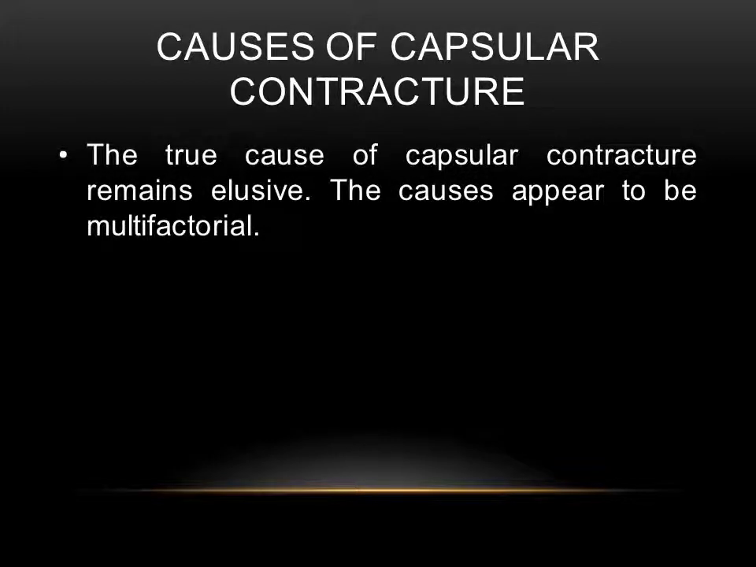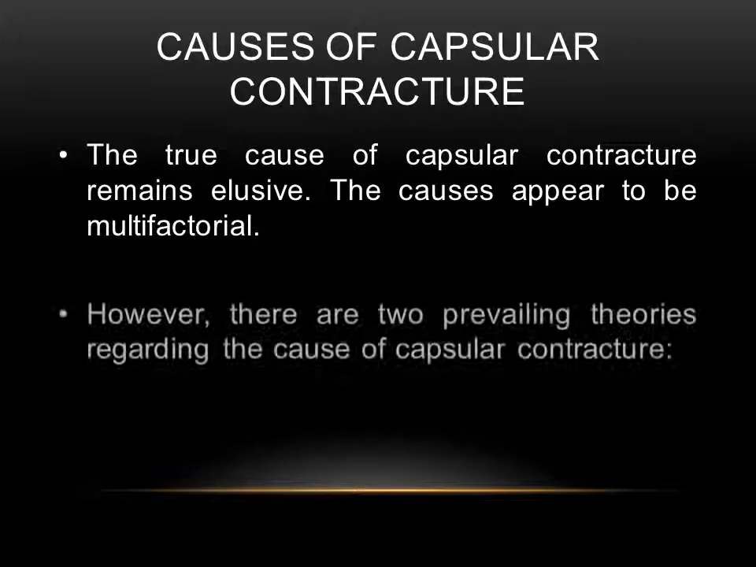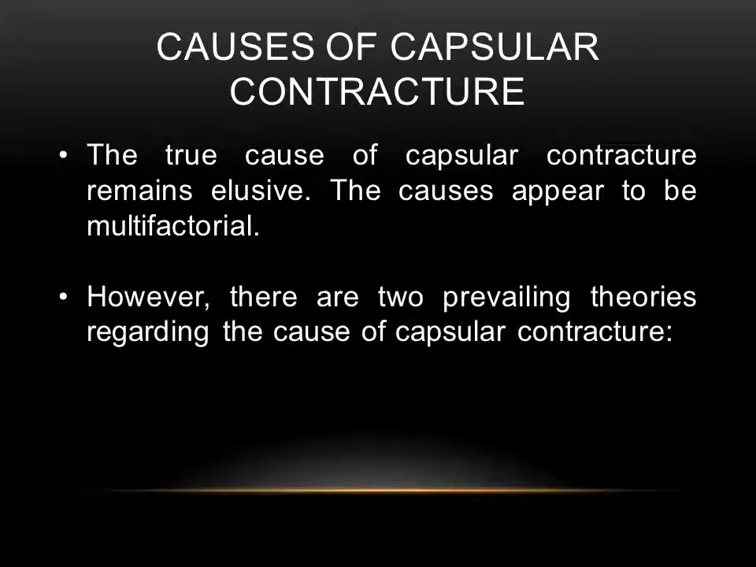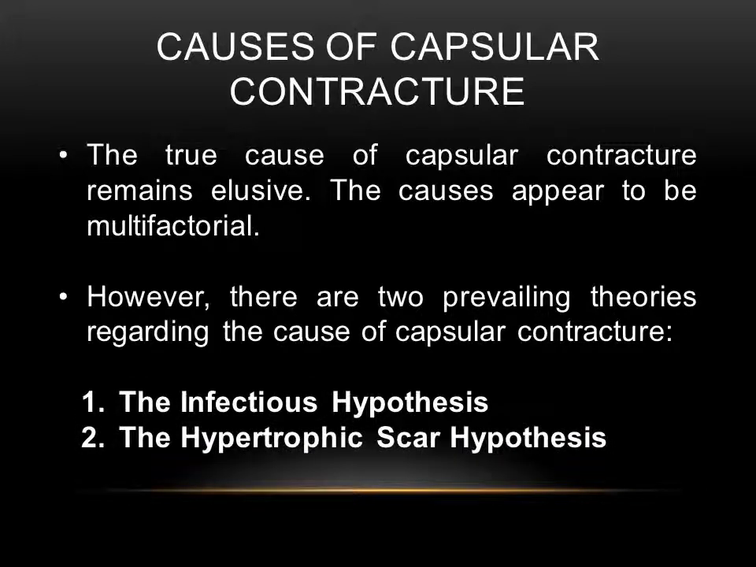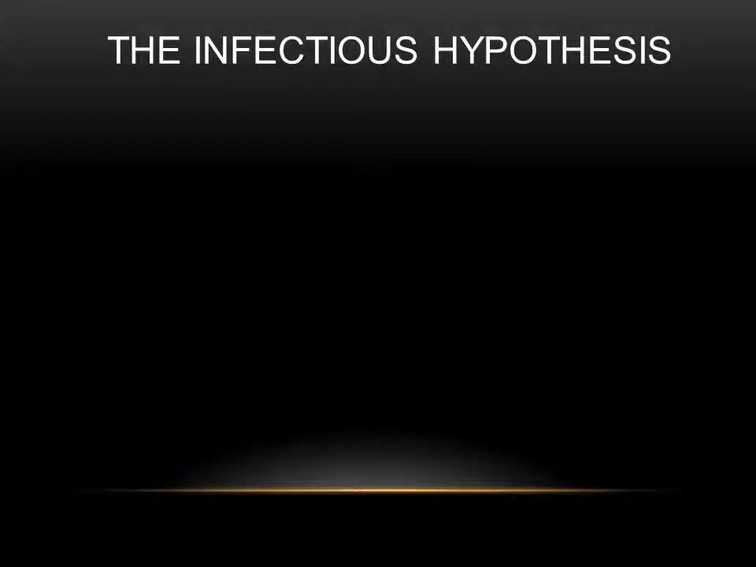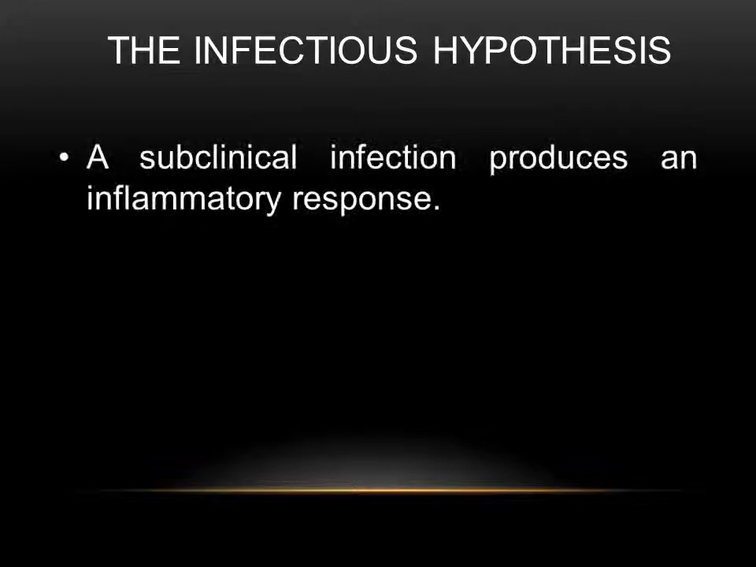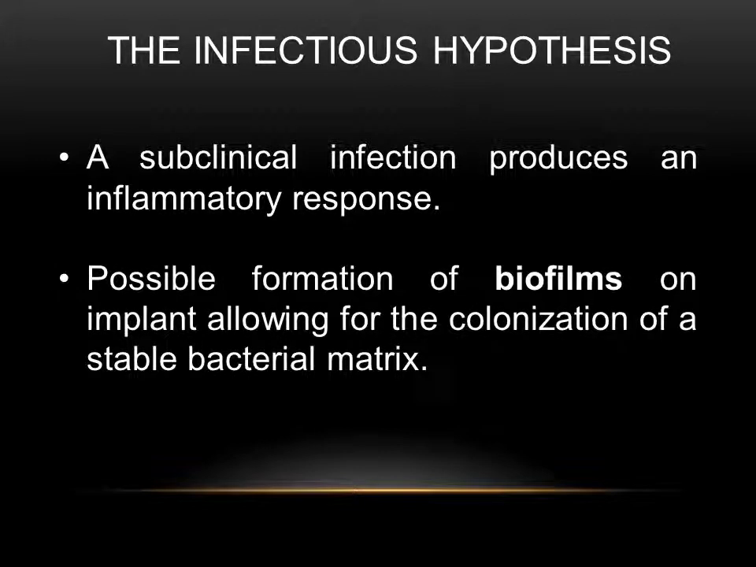The true cause of capsular contracture remains elusive. The causes appear to be multifactorial. However, there are two prevailing theories regarding the cause of capsular contracture. Number one, the infectious hypothesis, and number two, the hypertrophic scar hypothesis. In the infectious hypothesis, a subclinical infection produces an inflammatory response. There is a possible formation of biofilms on the implant, allowing for the colonization of a stable bacterial matrix.